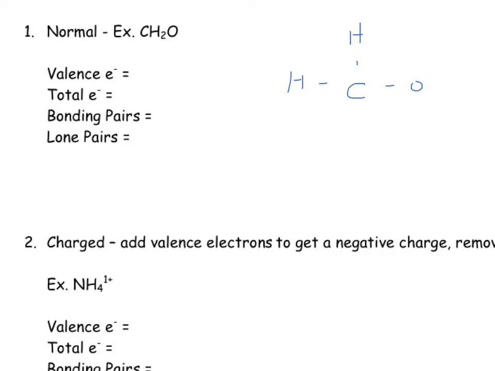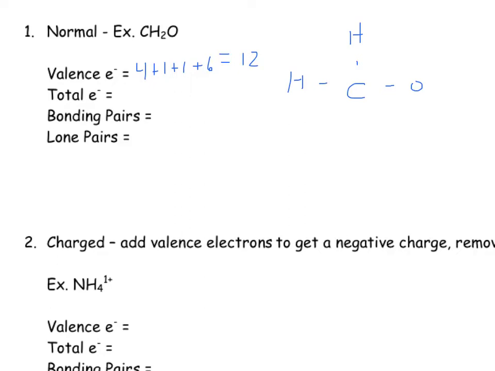Step 2. I figure out how many valence electrons the atoms bring to the table. Carbon has 4, each hydrogen has 1, and the oxygen has 6. So that gives me 12 valence electrons to work with. This is how many electrons I'm allowed to have on my Lewis dot diagram.